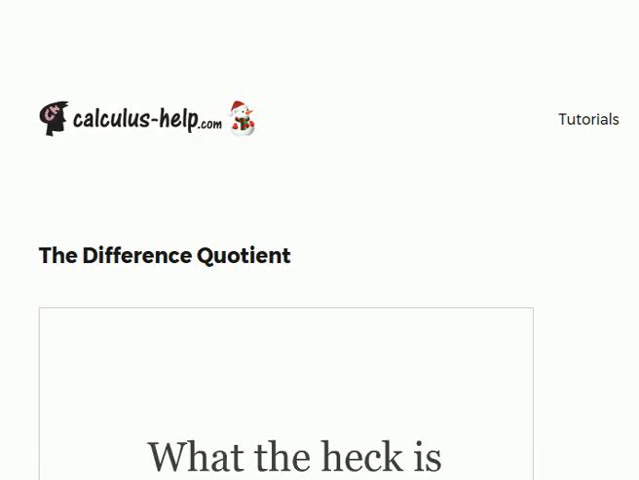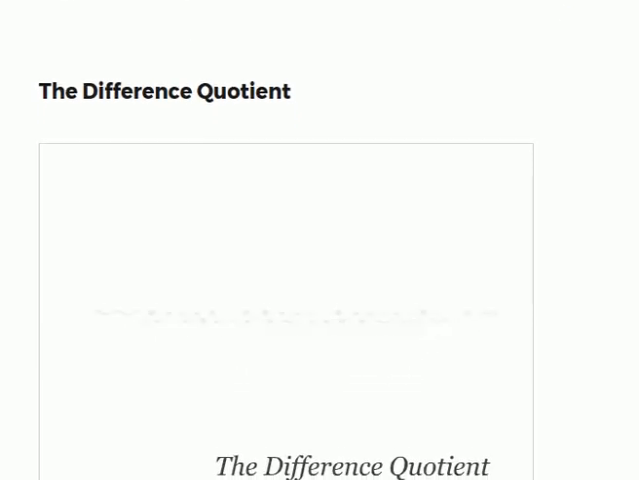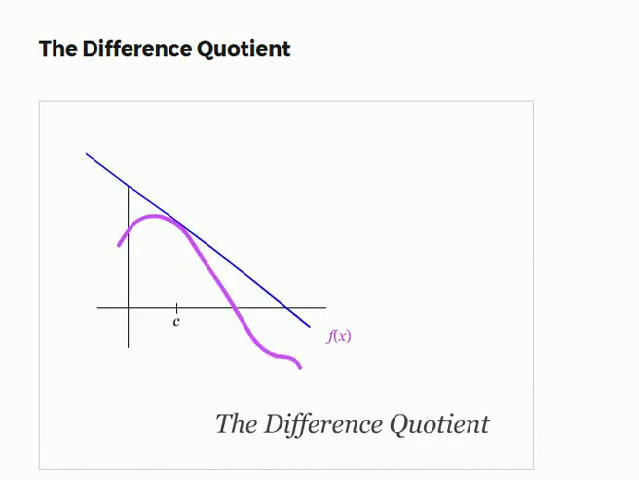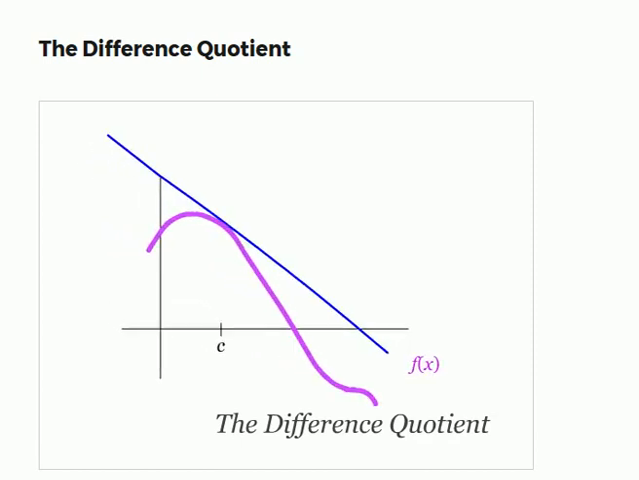Before we get started, we need to answer one question. What is a derivative? Well, in calculus, a derivative is the slope of the tangent line to a graph. For instance, here's a graph, f of x, the point C that I've noted. The tangent to f at x equals c would look like this.